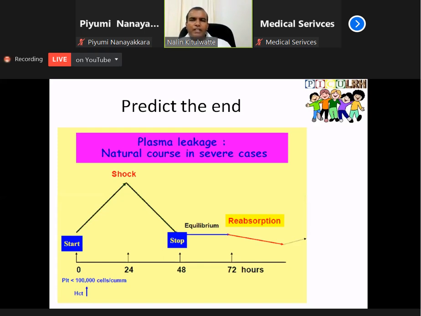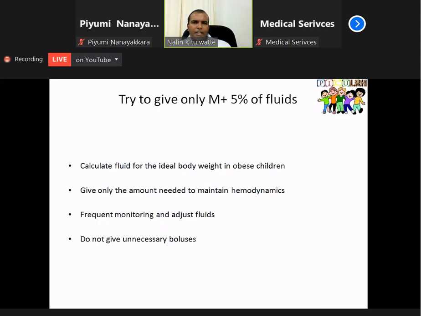When you are managing a dengue patient, this triangular shaped graph should be in your mind. Then your management decisions will be very easy. Then try to give only maintenance plus 5% fluids during this time. This word try is very important because sometimes we may fail. As I told you initially, your aim is not to give the minimum amount of fluid.